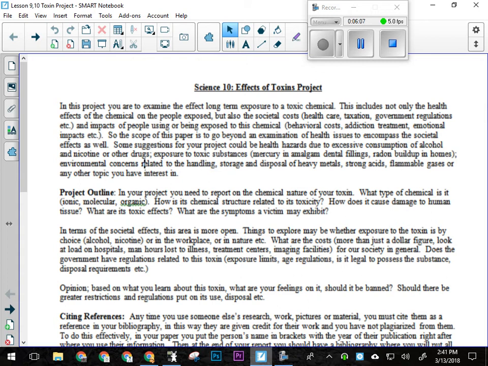Environmental concerns related to handling, storage, and disposal of heavy metals, strong acids, flammable gases, or any other topic you've got interest in. If you're not really sure, just Google toxic chemicals and see if anything kind of tickles your fancy in terms of something you might want to research.